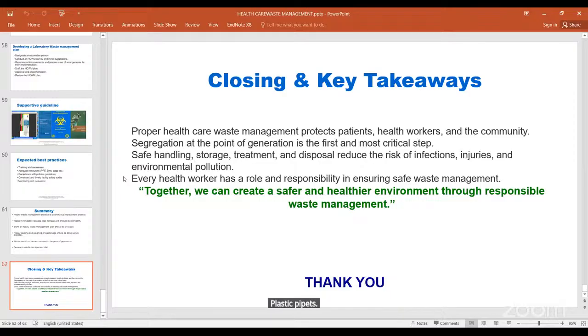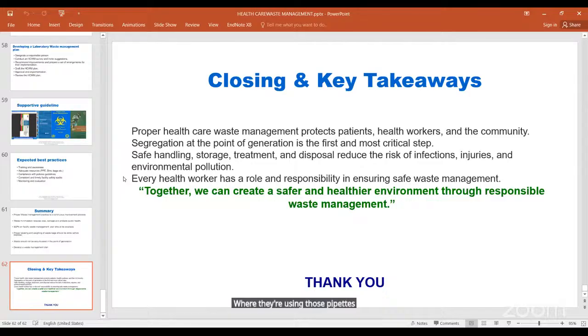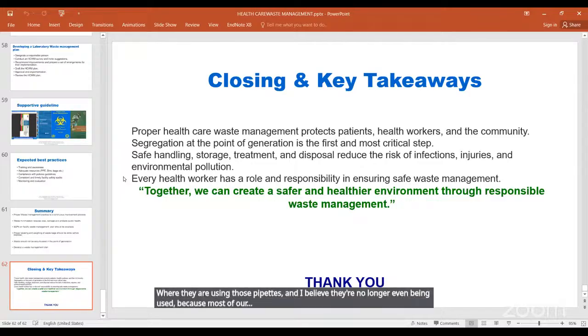As such, we can consider them, and they should have their own sharps containers, especially where they are doing chemistry, where they are using those pipettes. And I believe they're no longer even being used because most of our chemistry testing has gone to machine learning and things are being automated.